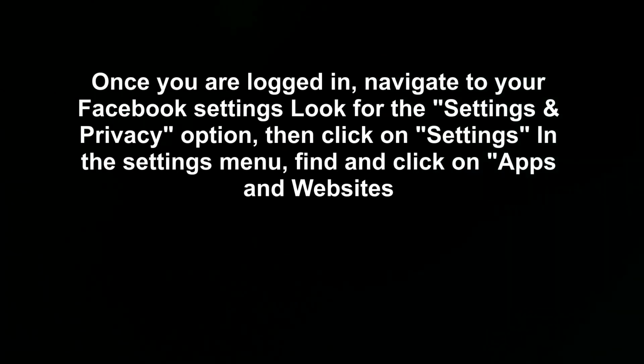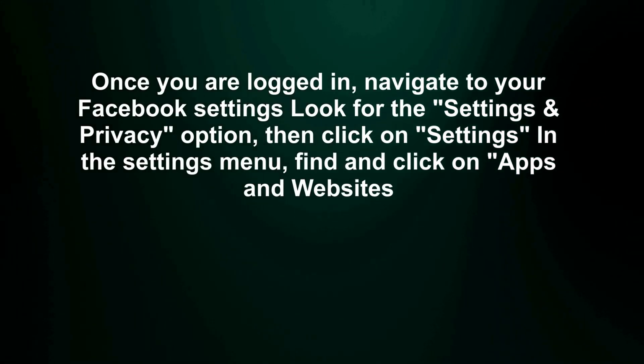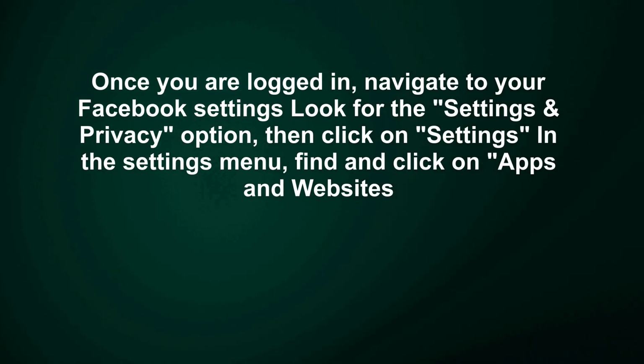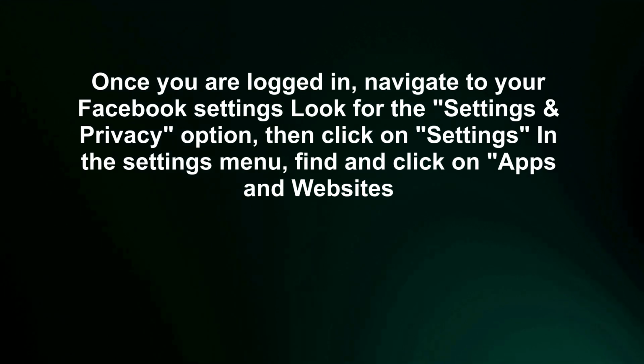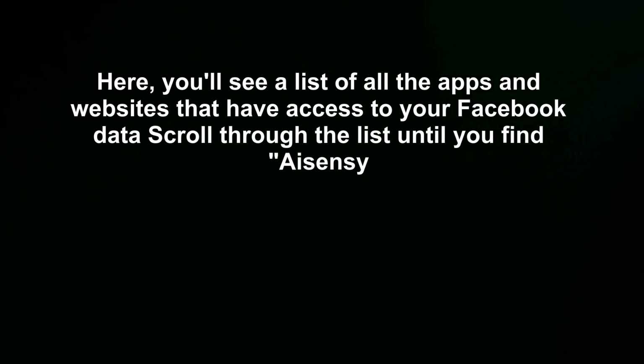Once you are logged in, navigate to your Facebook settings. Look for the Settings and Privacy option, then click on Settings. In the Settings menu, find and click on Apps and Websites. Here, you'll see a list of all the apps and websites that have access to your Facebook data. Scroll through the list until you find Aisensy.